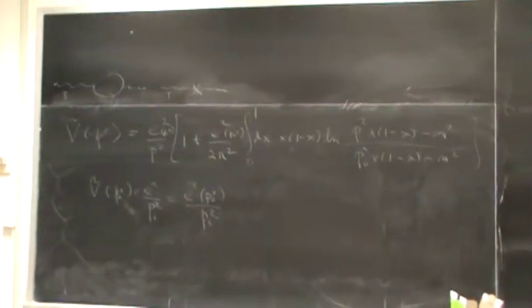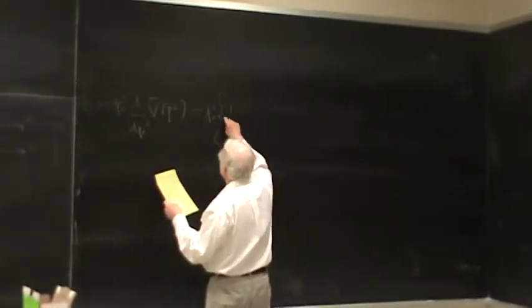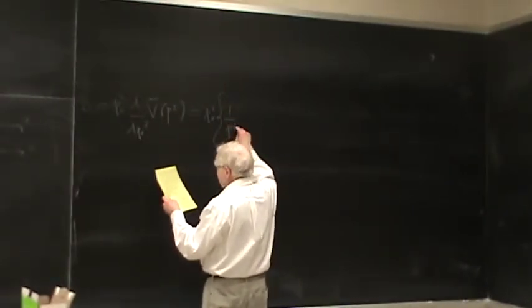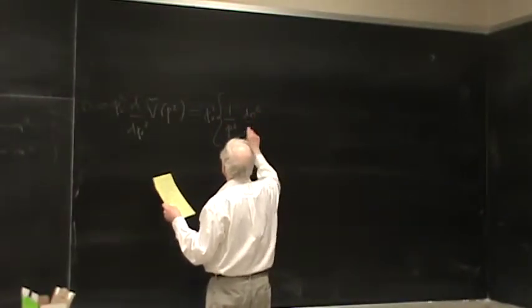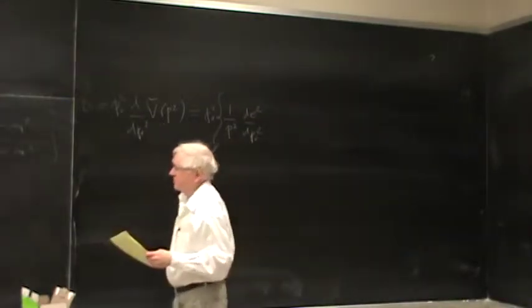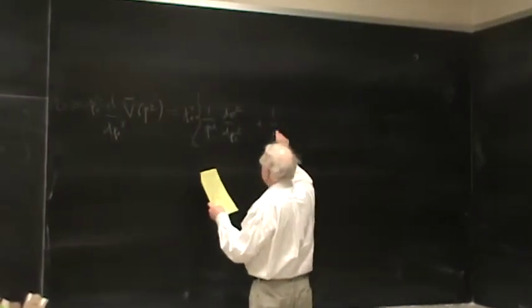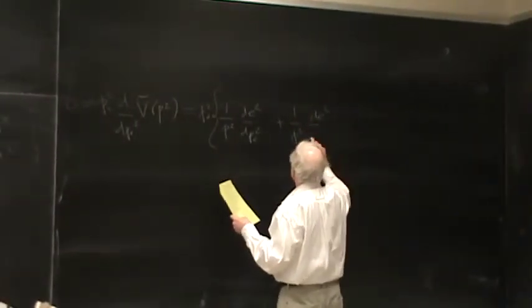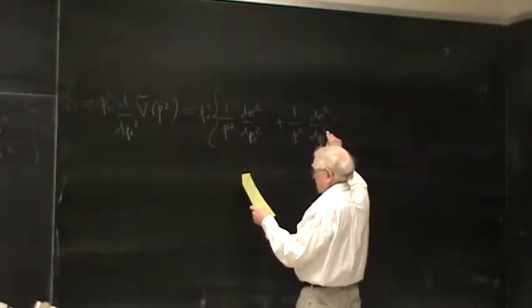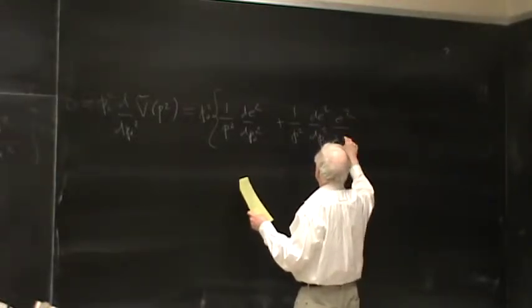Okay, well, if you do that, what you get is 1 over p squared de squared dp0 squared. That's just differentiating the 1 times this. Then you can differentiate this times the integral, and that gives you 1 over p squared de squared dp0 squared times e squared over 2 pi squared.